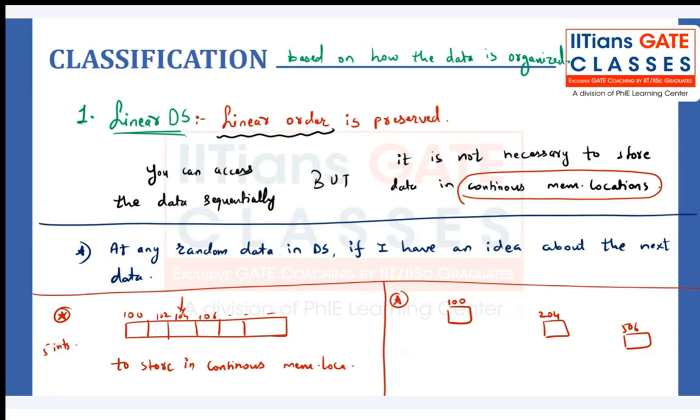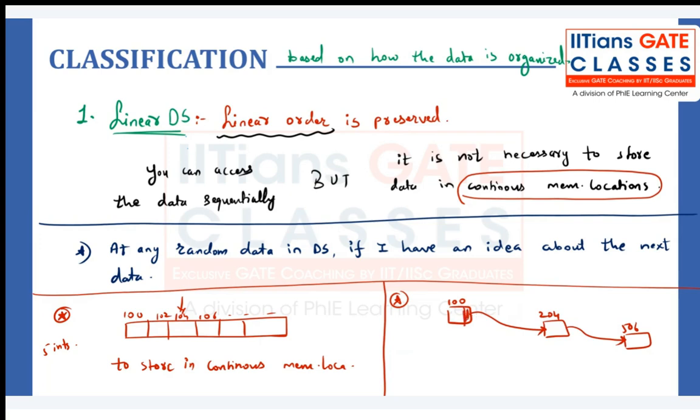Pointer, exactly. Very good. Pointer is nothing but a variable. We will study pointers in much more depth when we study C programming. But for now, a pointer is just a variable which stores addresses. So if I use a pointer, I can store the address of the next part of data, whatever the next data is, along with the data that I'm storing.